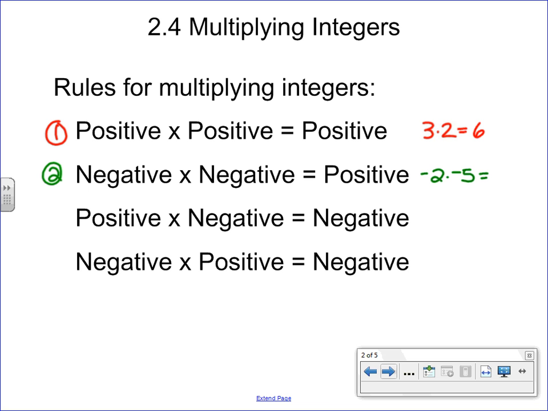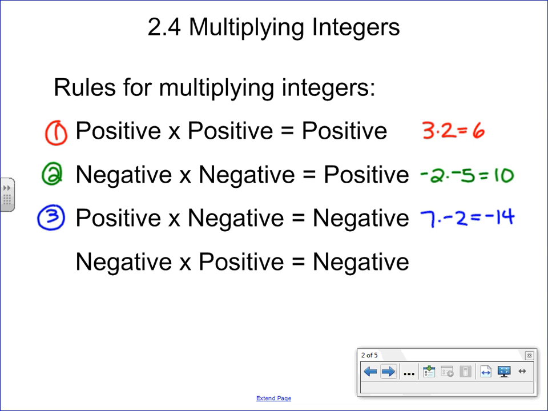If I look at the 2 times 5, I know that's 10, and because it equals a positive number, I know it's positive 10. The third rule says a positive number times a negative number is equal to a negative number. So if I take a positive 7 times a negative 2, my answer is going to be negative, and 7 times 2 is 14.